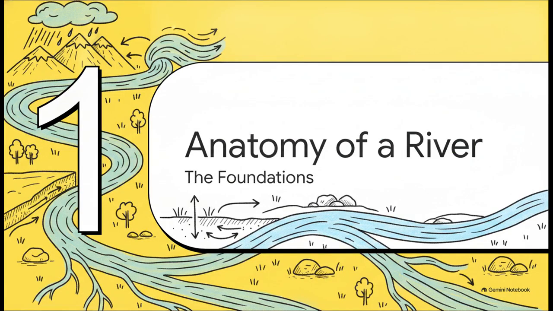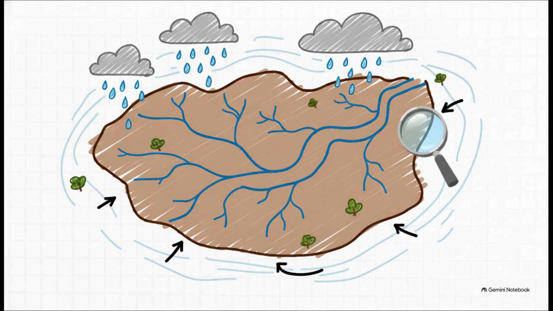All right, Section 1, Anatomy of a River, the Foundations. You know, every single drop starts somewhere. Our first crucial term here is the catchment area. Put simply, this is the specific stretch of land from which a river collects and drains its water. Think of it as the ultimate gathering ground for a river's lifeblood.